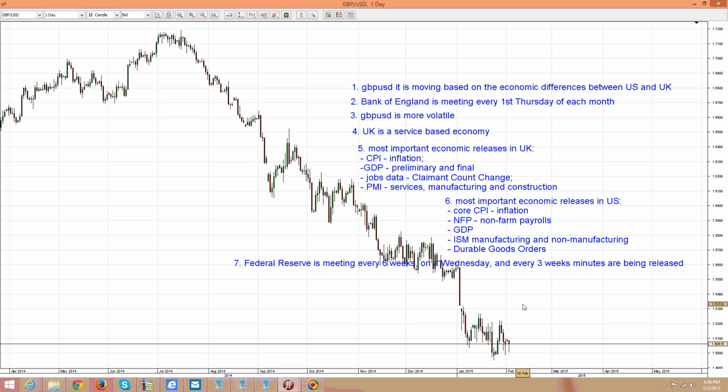Well, these elements are repeating on a constant basis. So besides the technical analysis part and the fact that this is a more volatile pair, these events are key in trading the Great Britain pound and the US dollar.